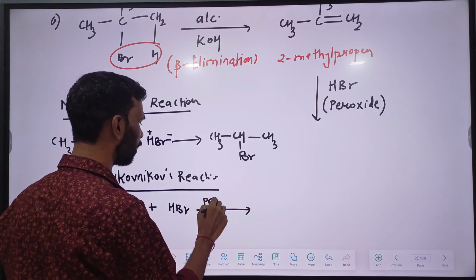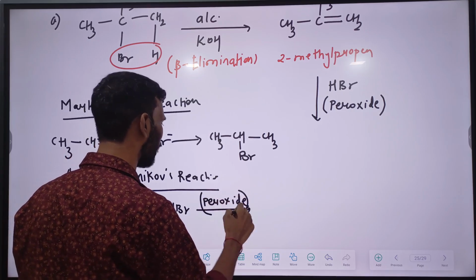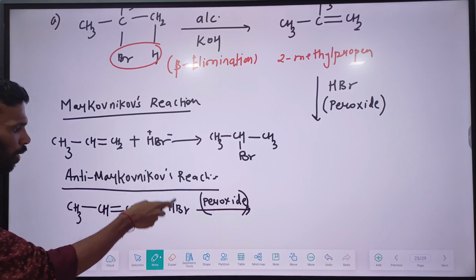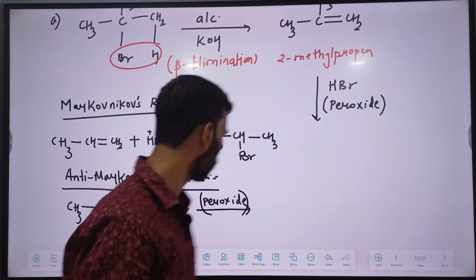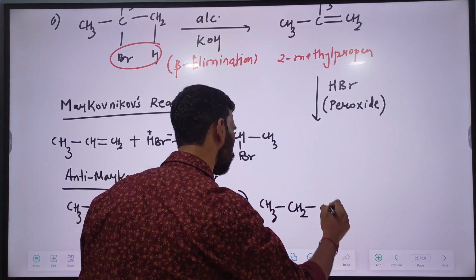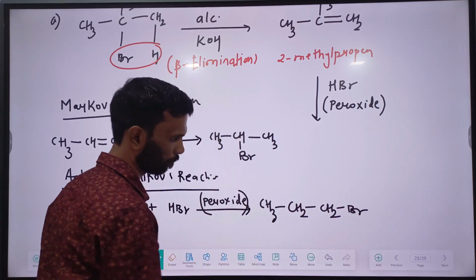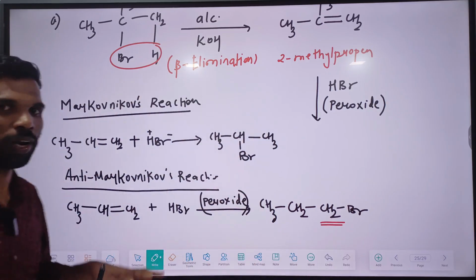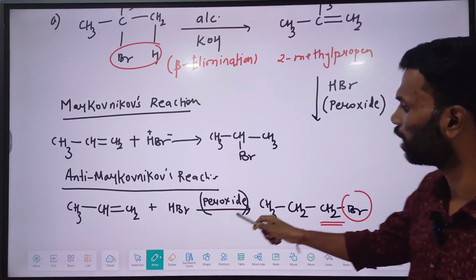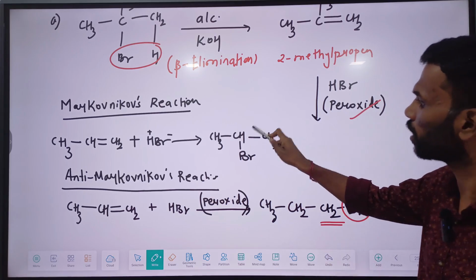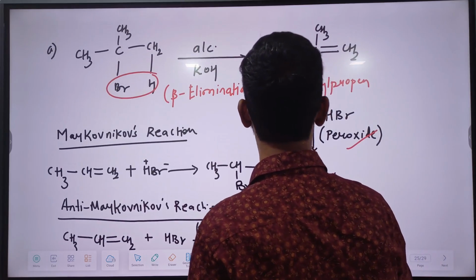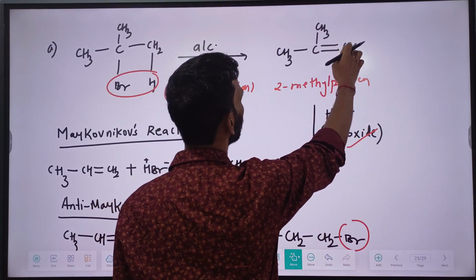They have written peroxide. Peroxide means oxygen is in the -1 oxidation state: H2O2, benzoyl peroxide, any peroxide. So here, opposite of this means the negative part, Br, will go to the carbon which has more hydrogens in the carbon-carbon double bond. Means CH3, CH2, Br here. So whenever you are doing addition of HBr to the double bond, if it is anti-Markovnikov, how to identify? Peroxide. Without peroxide, it will go over here. So in this reaction, where will the Br go? Anti-Markovnikov's means Br will go to this carbon.